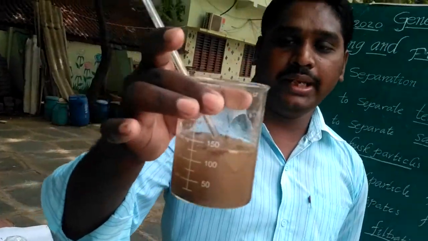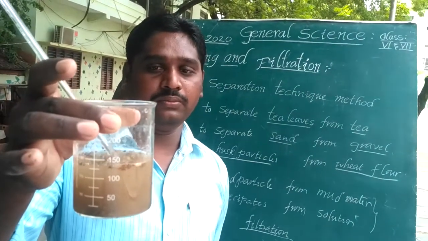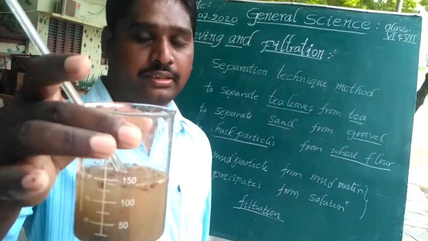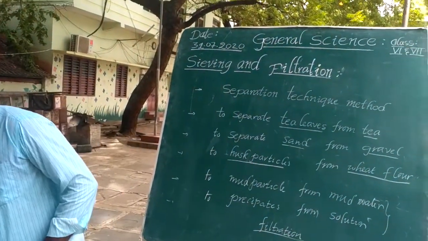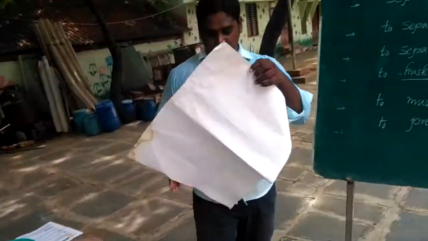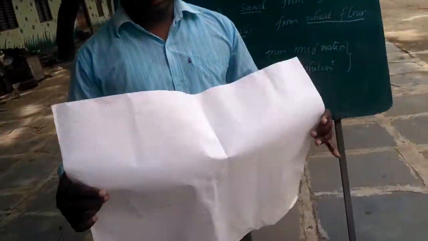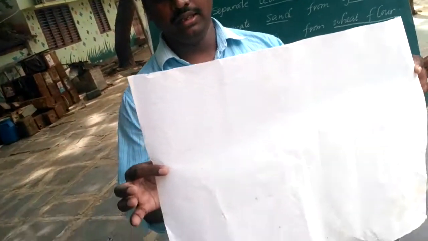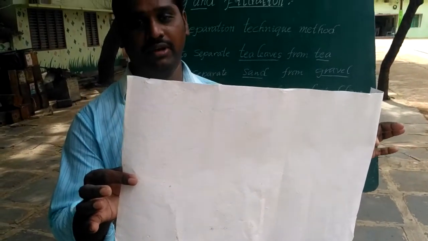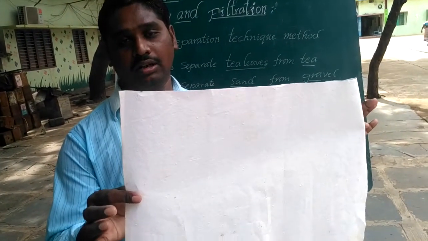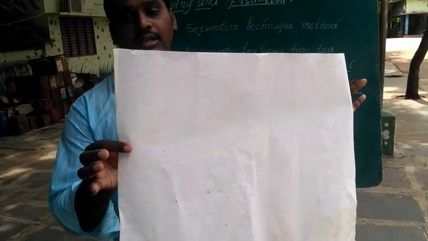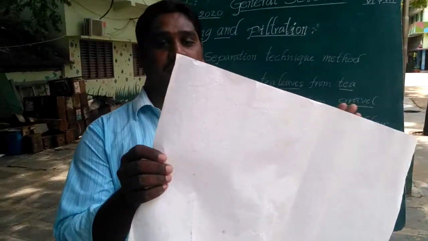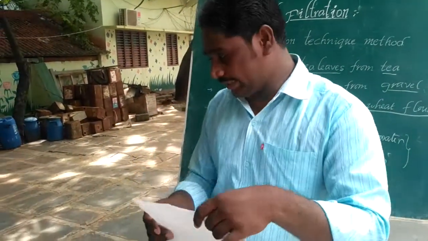Now can we separate these mud particles from this mud water by using the method of filtration. In this filtration method, we take a filter paper. Okay students, this is a filter paper. This paper is used for filtration of the given solutions, to separate mud particles from mud, and to separate the precipitates from the given solutions. Now we take this filter paper.